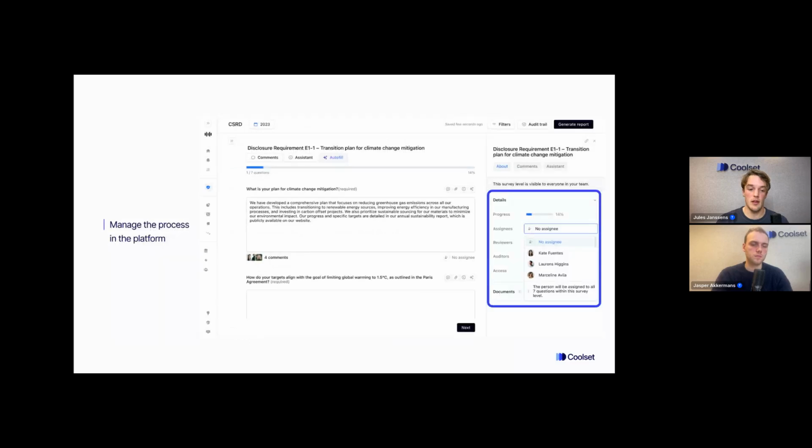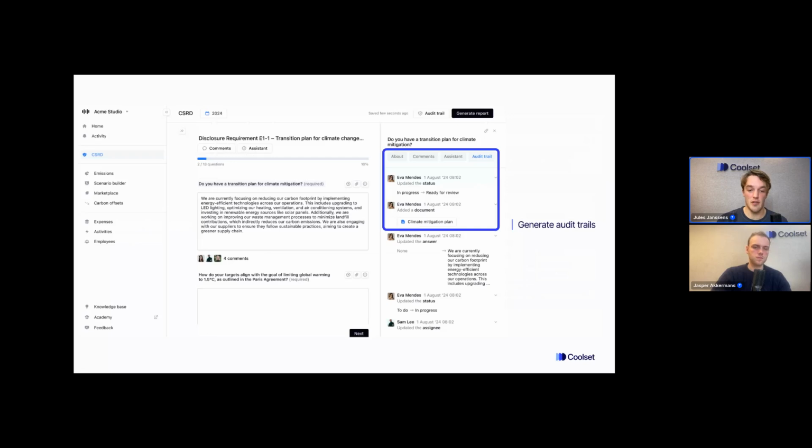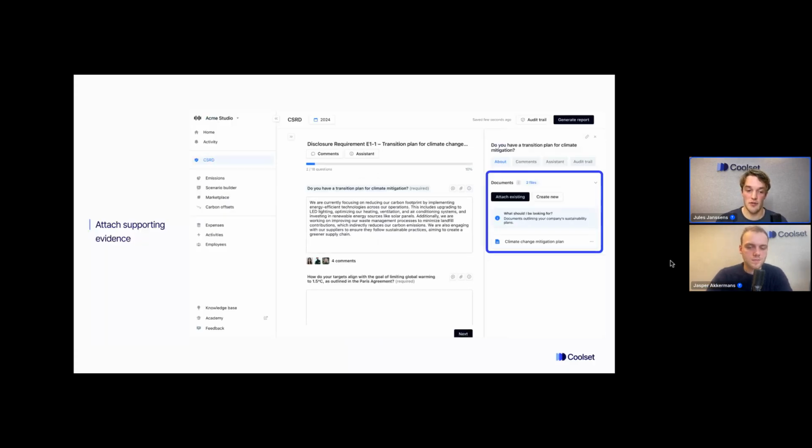You can manage the entire process in the platform by assigning people as assignees, reviewers, and auditors. You can attach evidence. You can generate audit trails, so all the changes that are made in the platform are tracked, which is required for auditing the report. And you can attach evidence to every question to ensure that your auditor has everything it needs to sign off on your report.